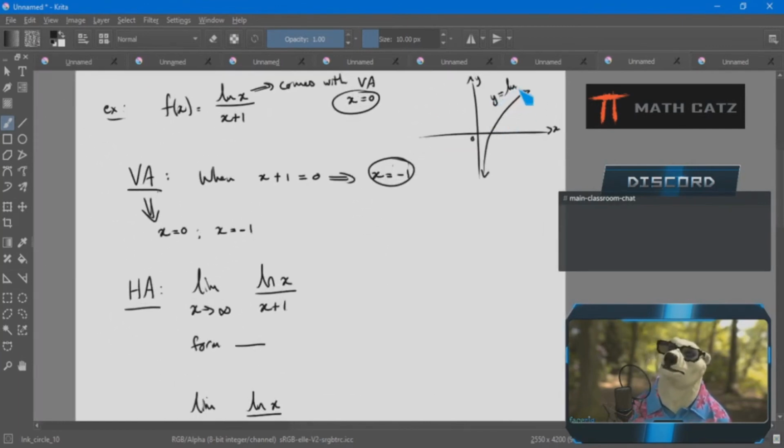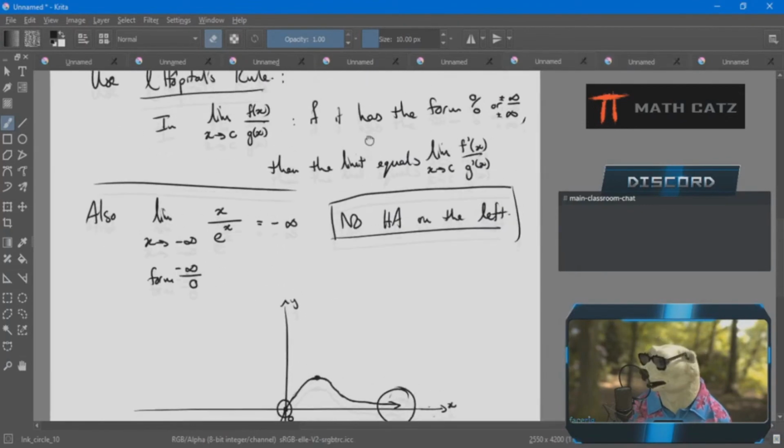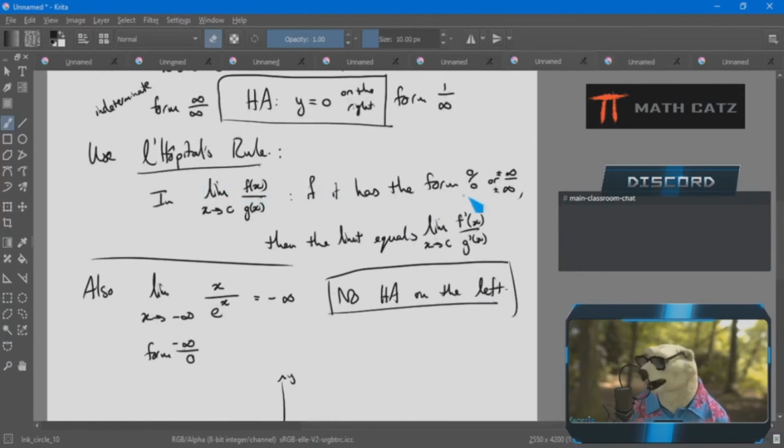This is the graph of the natural log function. When x gets really big, it gets really big, infinity. What happens to x plus 1? When x gets really big, it also gets really big. I have verified that I get one of the two forms needed in L'Hôpital's rule, so I can use L'Hôpital's rule.